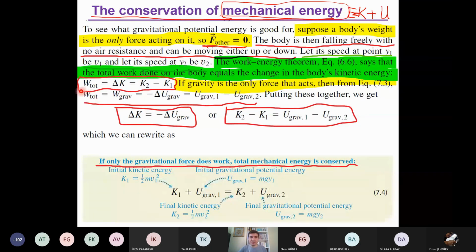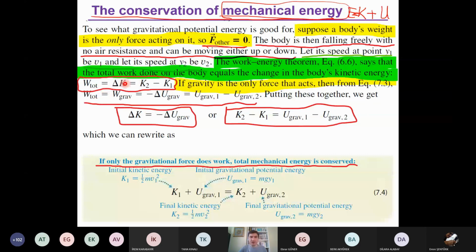During the last lecture we learned the work-energy theorem. The total work done on the body equals the change in the body's kinetic energy. This is the change in the kinetic energy, the final kinetic energy minus the initial kinetic energy. This is the work-energy theorem and it is valid for all cases. Don't forget this one. The total work done on the body is equal to the change in the kinetic energy of the body.